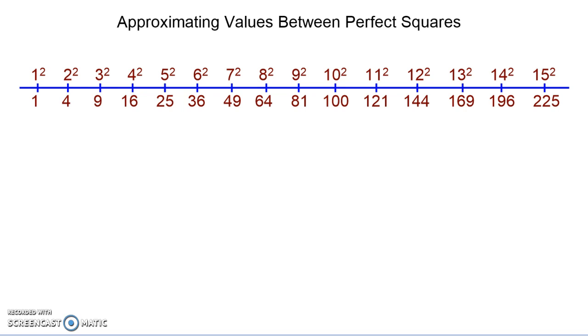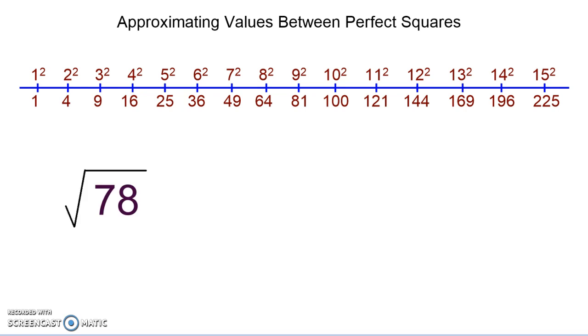Looking at this double number line, you can see that 2 squared is equal to 4, 3 squared is equal to 9, 4 squared is equal to 16. So it's going to be really helpful to know all of these, or at least to write them down in order to approximate these values.